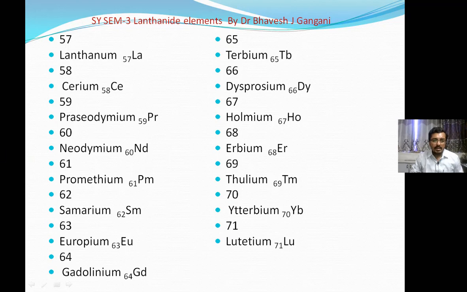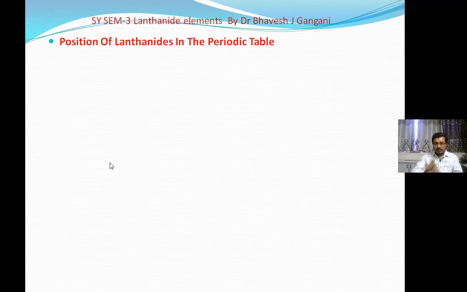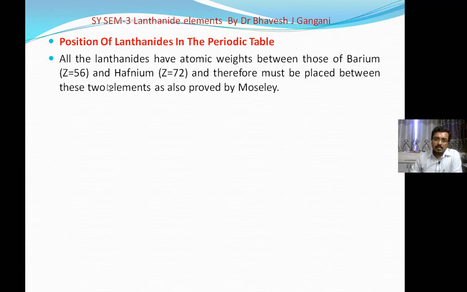set in your mind. So let's move ahead. Now the second thing, the second point of our lecture: position of lanthanide elements in a periodic table. Just I will inform that the entire periodic table is classified in four groups: S, P, D and F block.